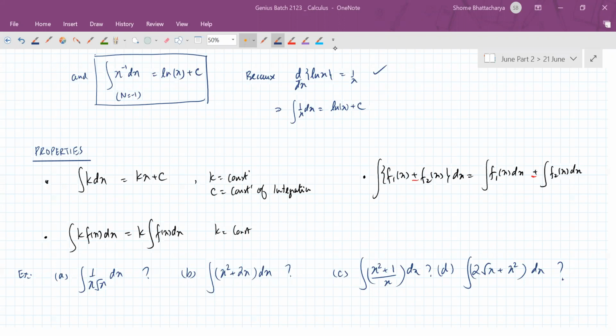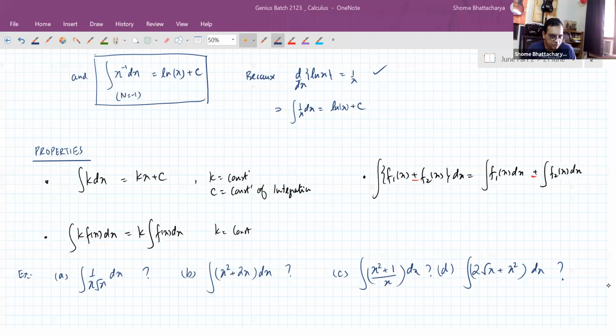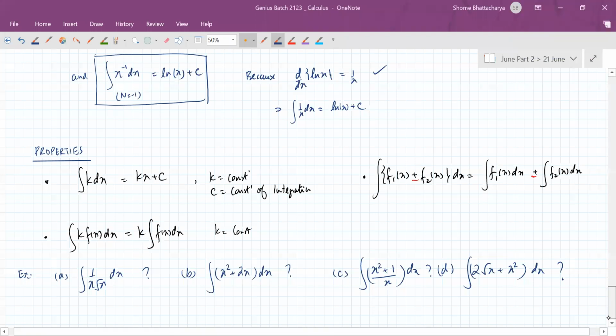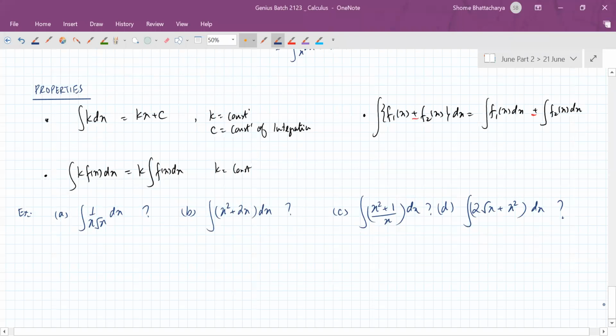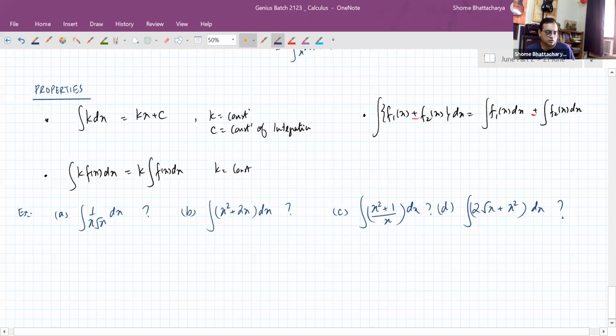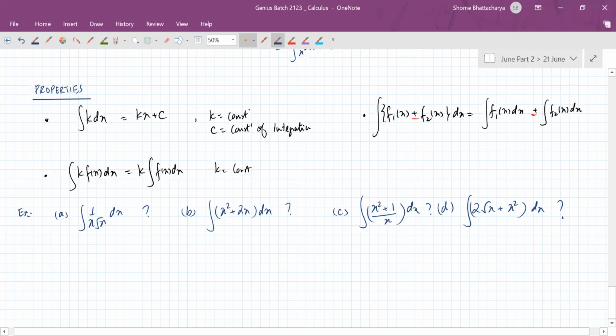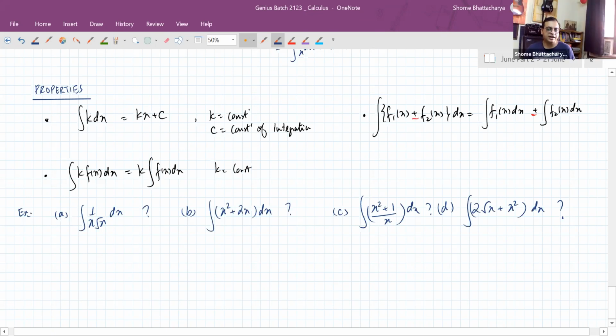Sir, when we do addition of two terms, then we'll get two C's, right? Yes, very good question. We'll get two indefinite constants, but we can combine them and write a single value. When we integrate separately, we'll get two constants, let's say C1 and C2. We can add them and write them as a single constant C, because C1 and C2 can individually take any real values, so their sum can also take any real value. Yes, sir. So in the final antiderivative term, we combine them and write them as a single constant C.